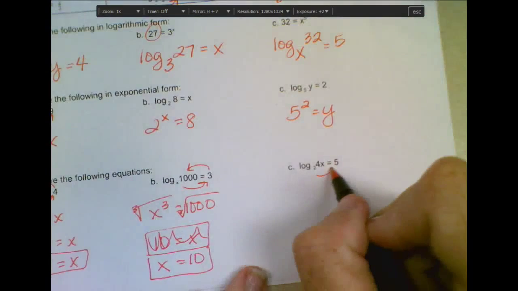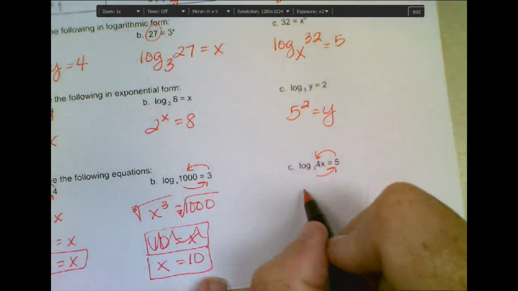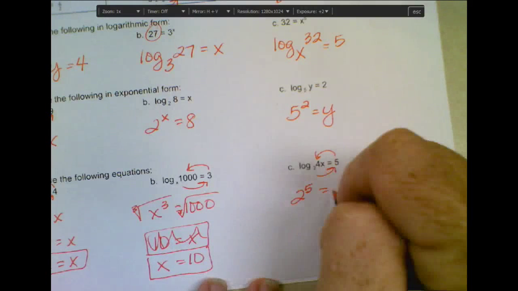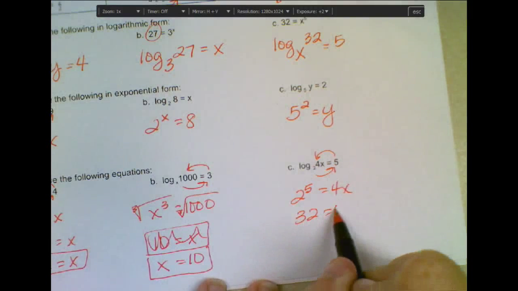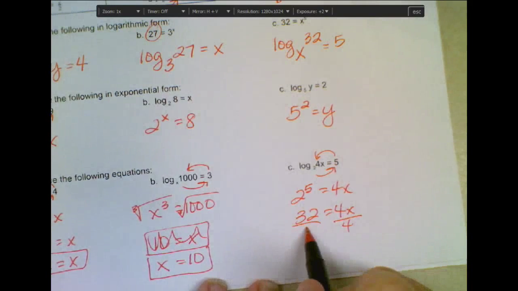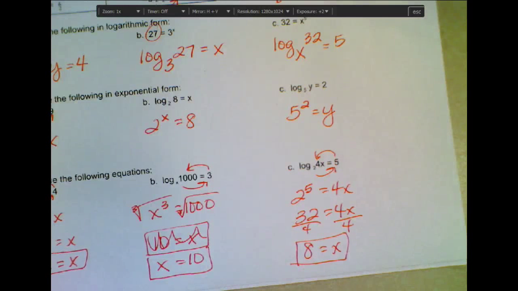For C, use the circular pattern again. So 2 to the 5th power equals 4x. 2 to the 5th power is 32. Dividing both sides by 4, x equals 8. So that's the logarithm page for Module 1.3. We will be going over these in class, and you will be using logarithmic form more in 1.4 and 1.5.